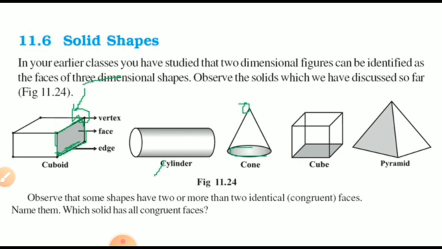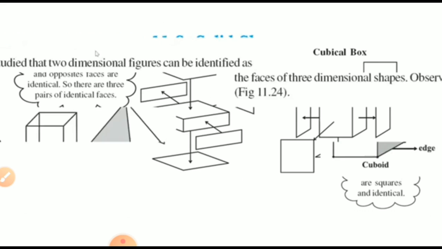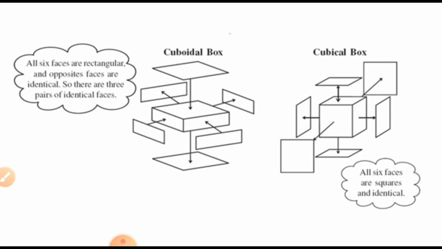Any cuboid, can I explain here? What is the vertex, what is the face, and what is the edge? In the same way, in a cylinder there is no vertex because it's a curved line, but it has the base. In a cone, one vertex is there, edges are also there. But in a cube, we can find all three things. Okay, very good students.